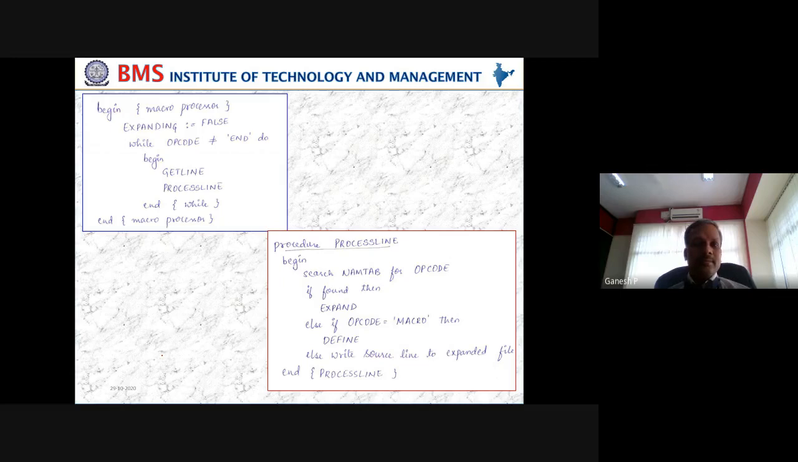Okay. Now, the first algorithm pseudocode. So begin. Initially we have a very small snippet in the beginning where it will talk about what is the main process we are going to do. As we know, there is a macro definition, macro invocation, and macro expansion. The outcome of a macro processor is to expand the macro invocation.